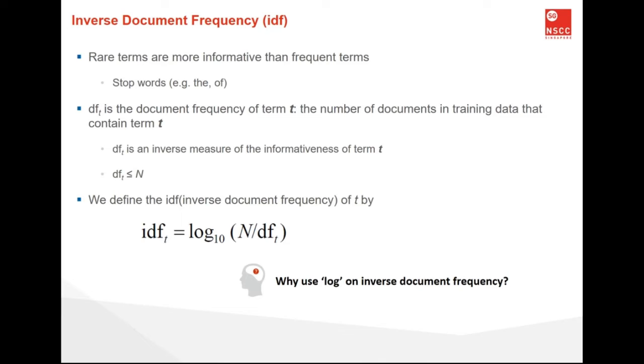Now, there are a few other problems with the inverse document frequency. When we have a large corpus size, say N equals 10,000, the inverse document frequency value explodes. So, to dampen the effect, we take the logarithm of the inverse document frequency.